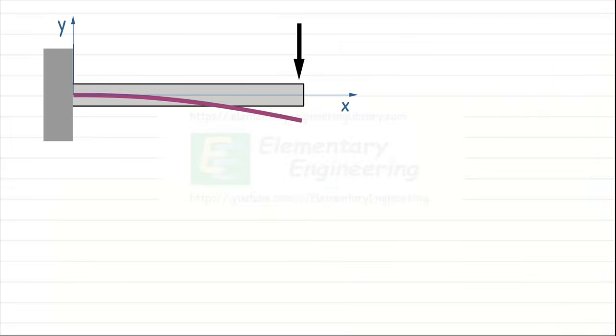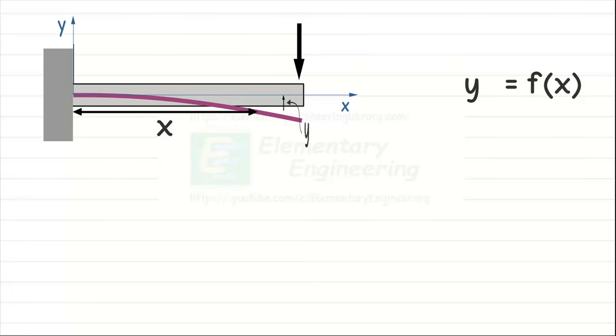Now, back to our cantilever beam. Mathematically, the equation of this elastic curve for any beam can be expressed as y equal to f(x), y as a function of x. At any distance x from the origin, the function gives us the corresponding value of y, and that value gives us the deflection of the beam at that point. This deflection is represented as delta.